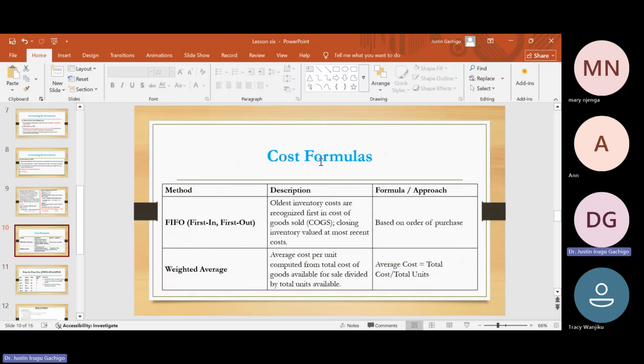So we look at the cost formulas. So I have talked about the first in, first out, and I'm very sure this is something that you have handled at maybe the cost accounting. So I'll not really dwell so much on this one. But the first in, first out, this is where we value the oldest inventory first. So the oldest inventory are recognized first. Then we have the weighted average, where we weight the average cost, which is equal to the total cost, you divide by the total unit. Again, we are going to look at this practically.